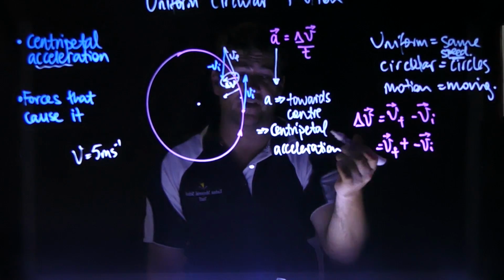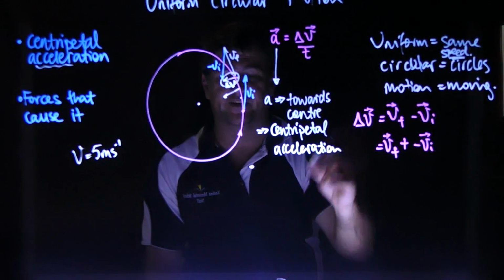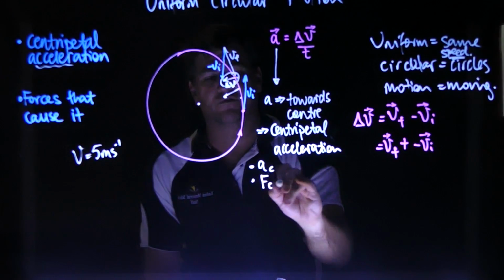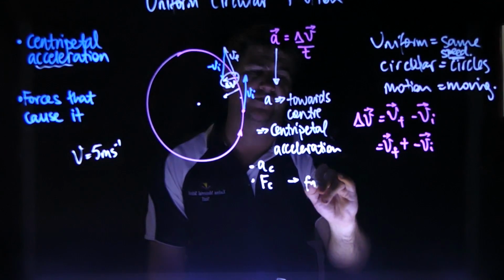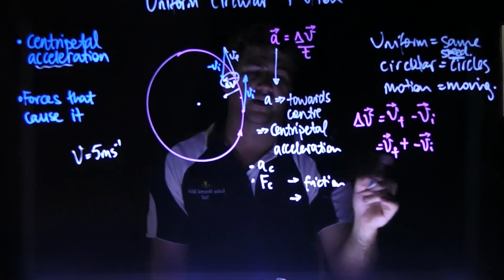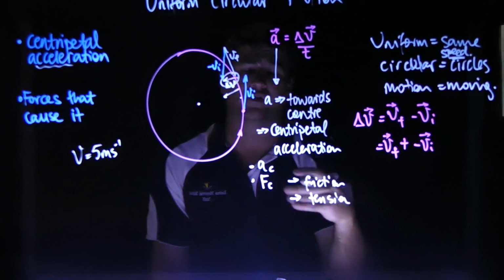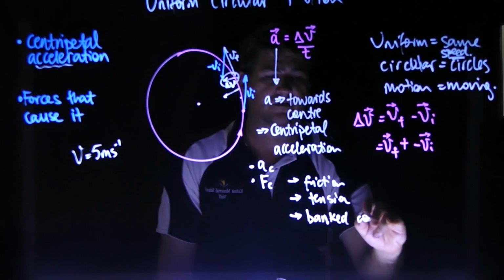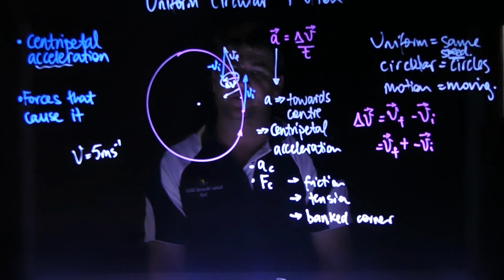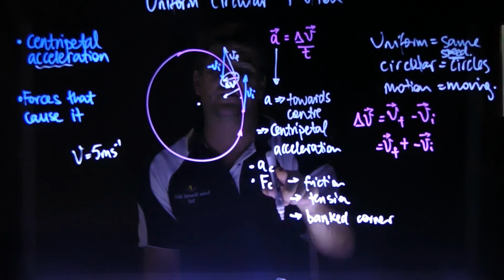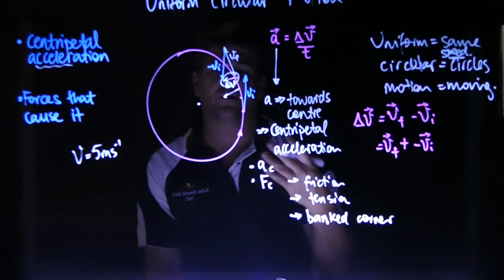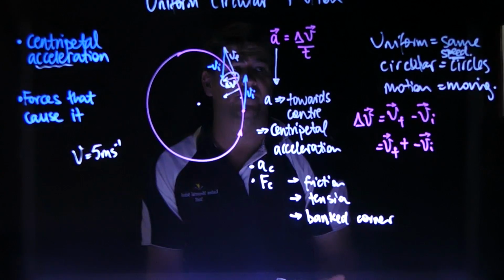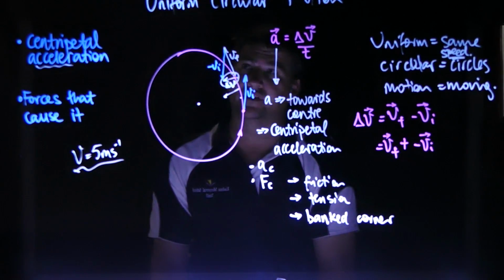So if we have uniform centripetal acceleration, we have a uniform centripetal force. That can be friction, can be tension, so rock on a piece of string. You'll hear me talk about that a lot. It could be the banked corner on a NASCAR track or a bike velodrome, something like that. So we have this centripetal force that causes circular motion, and all it does is change the direction that this particle is moving in. So you'll notice that I haven't sped it up, so the speed is constant, uniform.